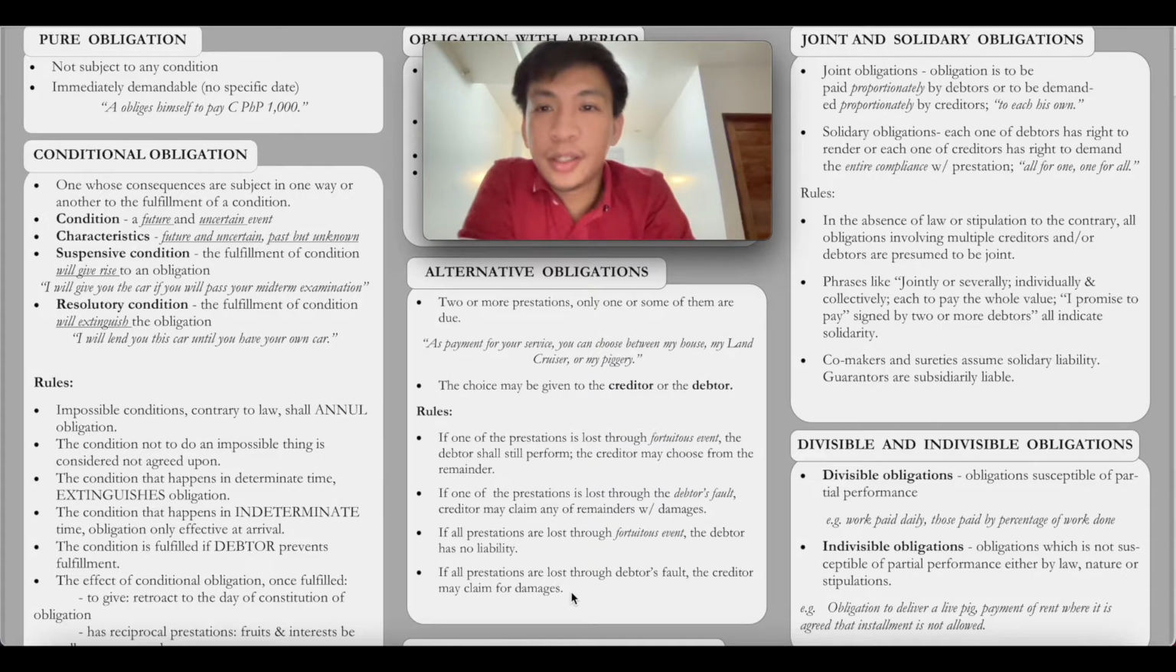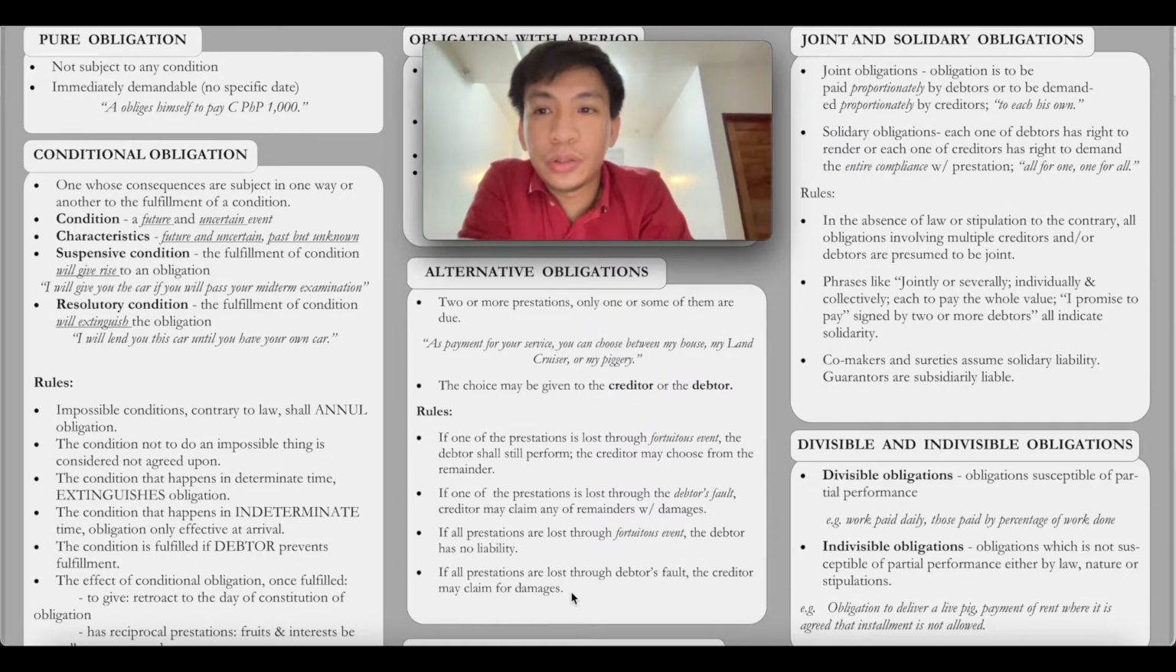Okay. Another kind of obligation rather are joint and solidary obligations. So here we need to distinguish whether an obligation is either joint or solidary. Now, in joint obligations, the obligation is to be paid proportionately by debtors or to be demandable proportionately by creditors. To each his own, or in short, to each is his own.